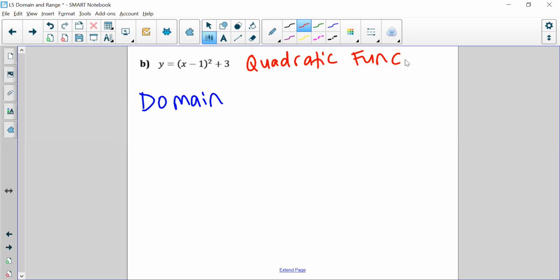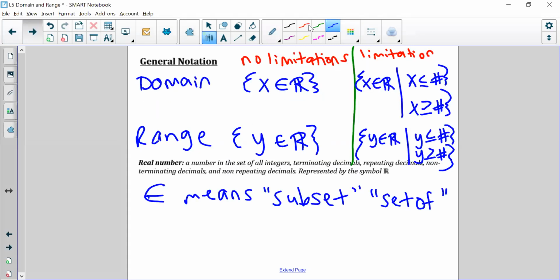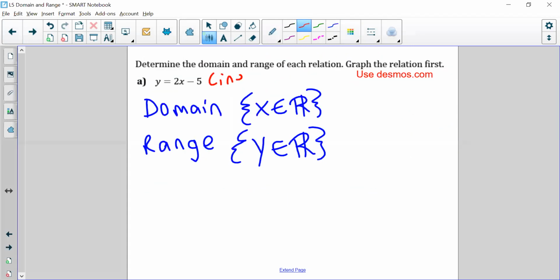You can just copy it from that. Oops. It's going to be curly bracket, x, funky E, silly R, close curly bracket. Okay, I'm just going to write on here, this one is a linear equation. This one is a linear.